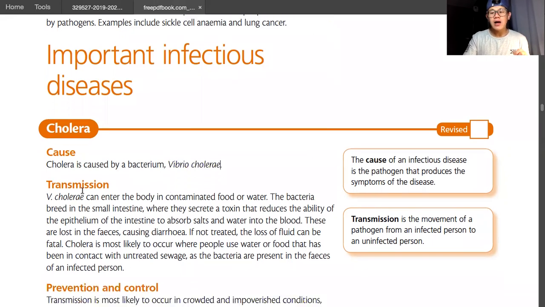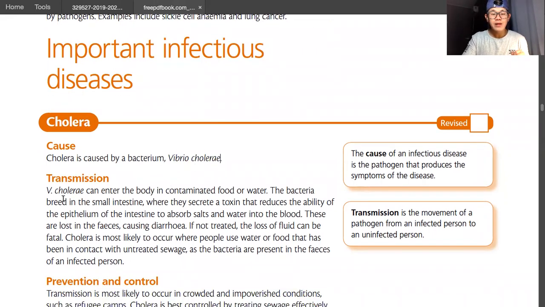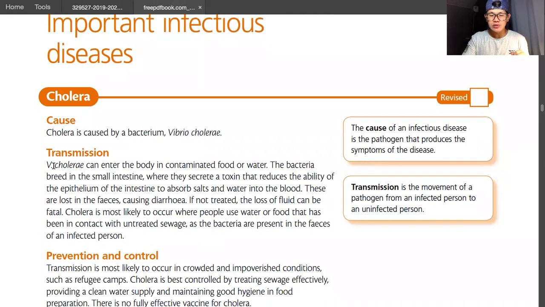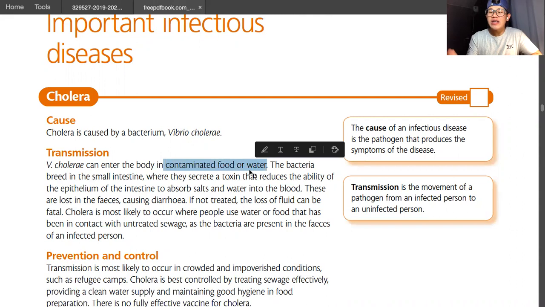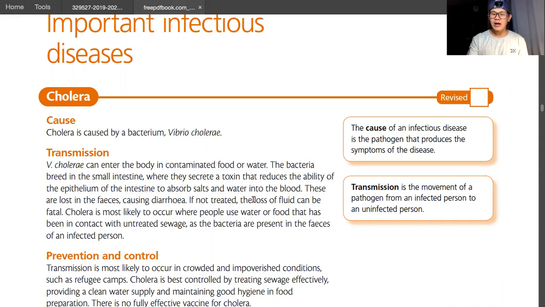Okay, and how is it transmitted? Well, Vibrio cholerae, which we simply call V. cholerae, can enter the body in contaminated food or water. So what does that mean? You can get infected by drinking or eating any contaminated food, any food that has been exposed to the bacterium Vibrio cholerae. For example, any unsanitized food, or unsterilized water. Particularly in water, right?